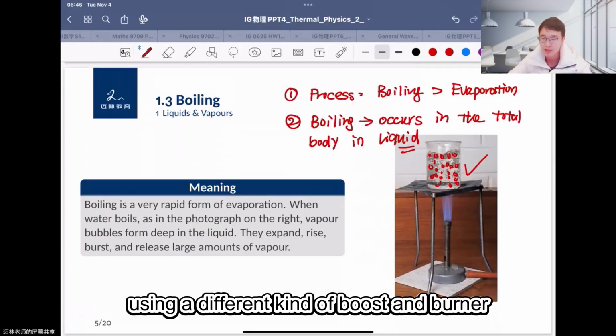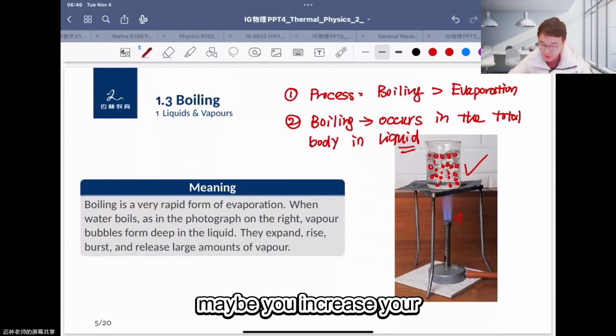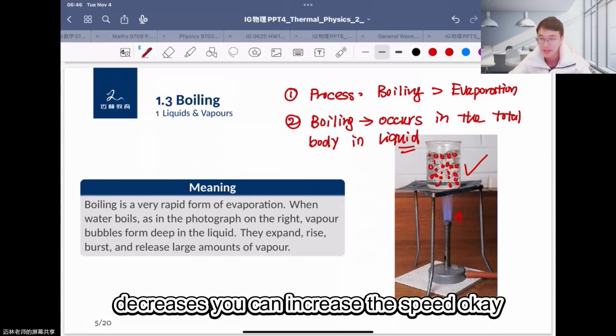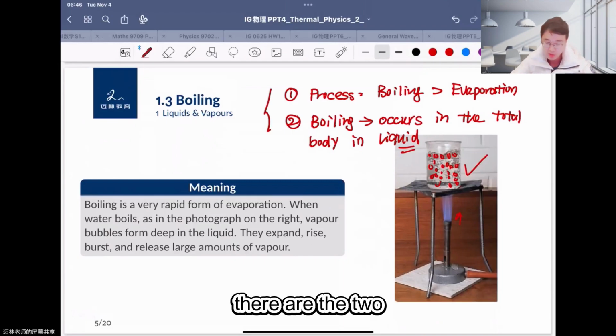And if you want to increase the speed of boiling, maybe you can use a different kind of Bunsen burner. Maybe you increase the power of your apparatus, and maybe let the heat loss decrease. We can increase the speed. Okay, but there are two more properties.